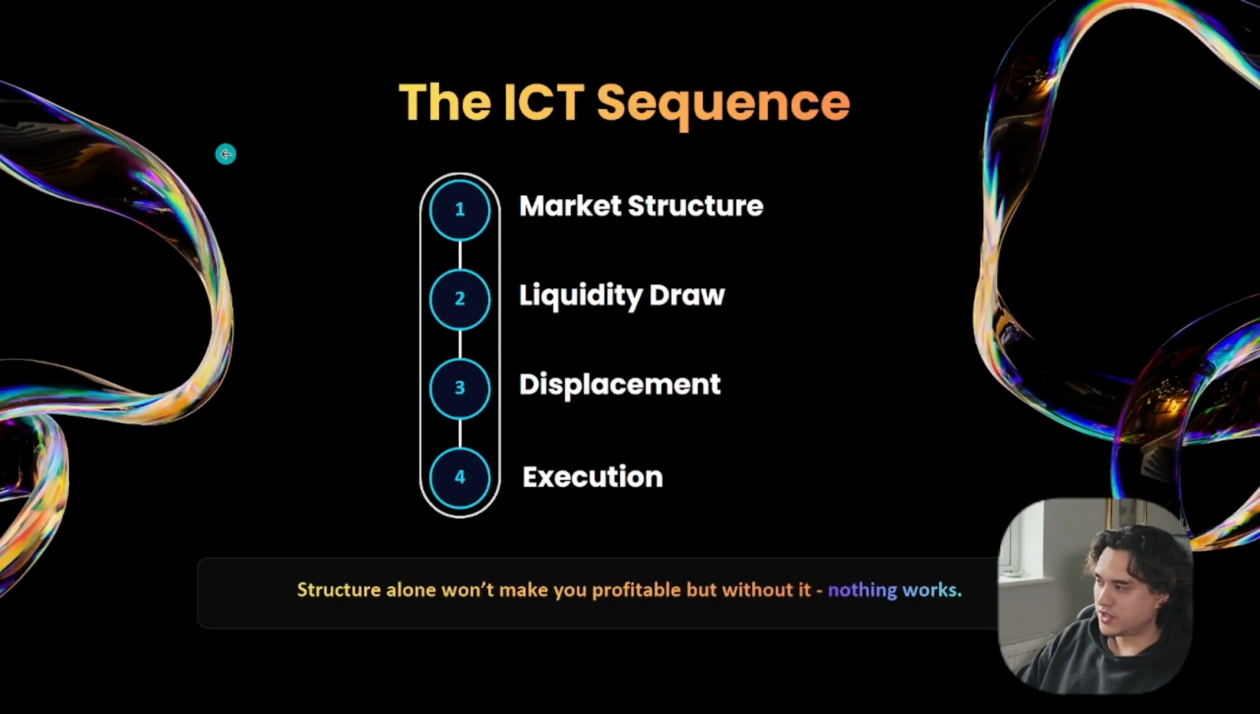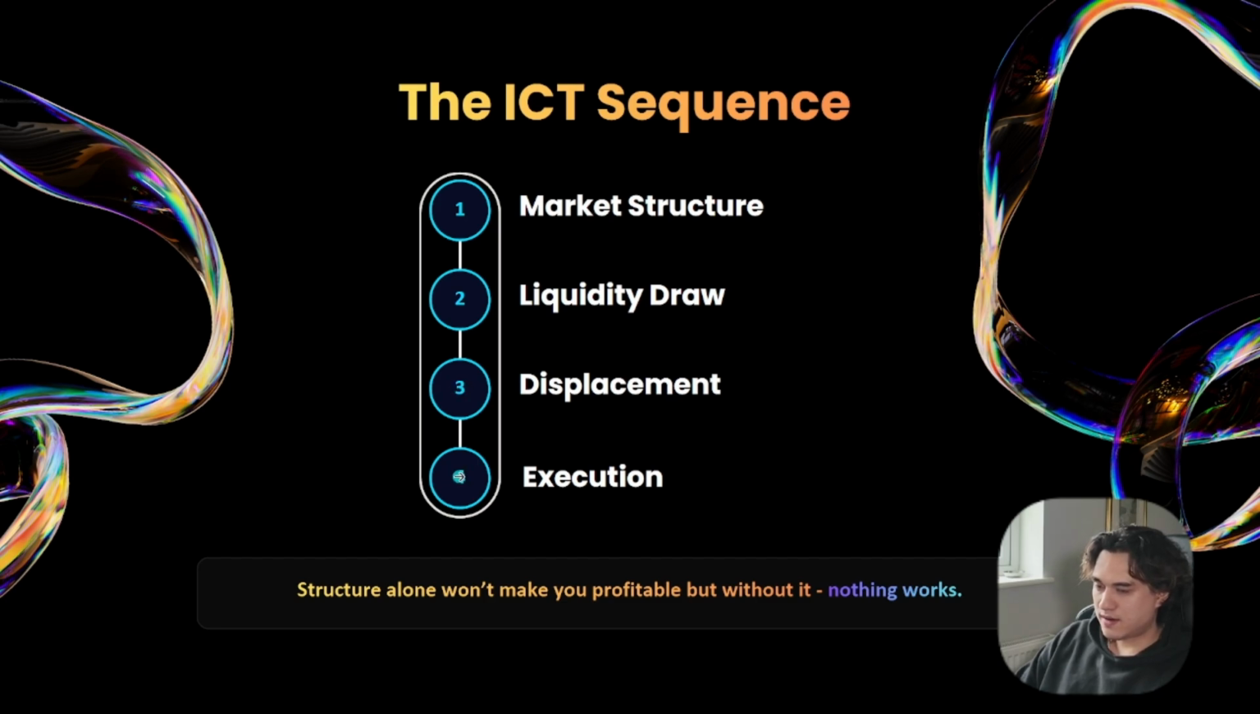So let's put this all together. This is the logical sequence that ICT traders follow. First things first, we identify market structure. Are we bullish or bearish? Who is in control? Secondly, a liquidity draw is showing where is price trying to go. Is it reaching for an old high or is it reaching for an old low? Third step is displacement. We look for displacement. Do we see a break of structure or a market structure shift that confirms the change in the order flow?